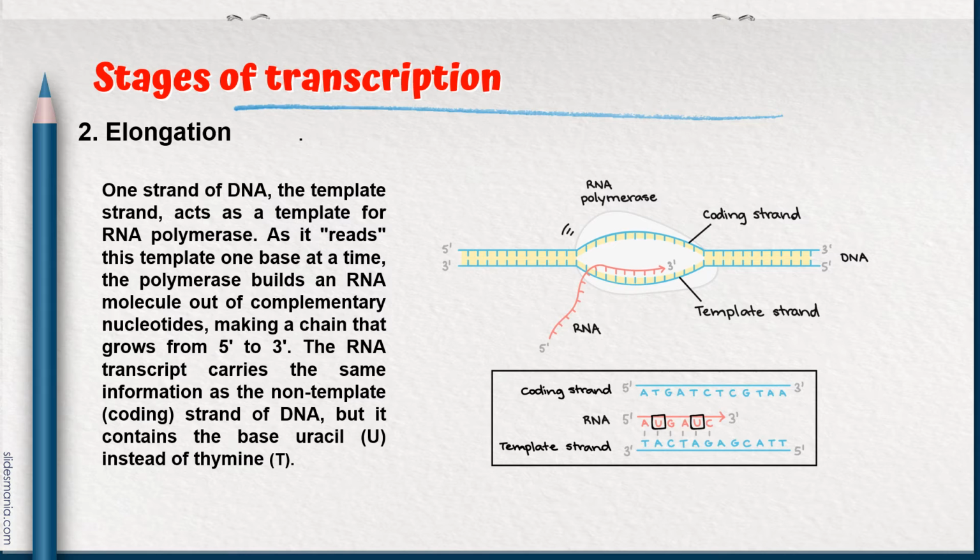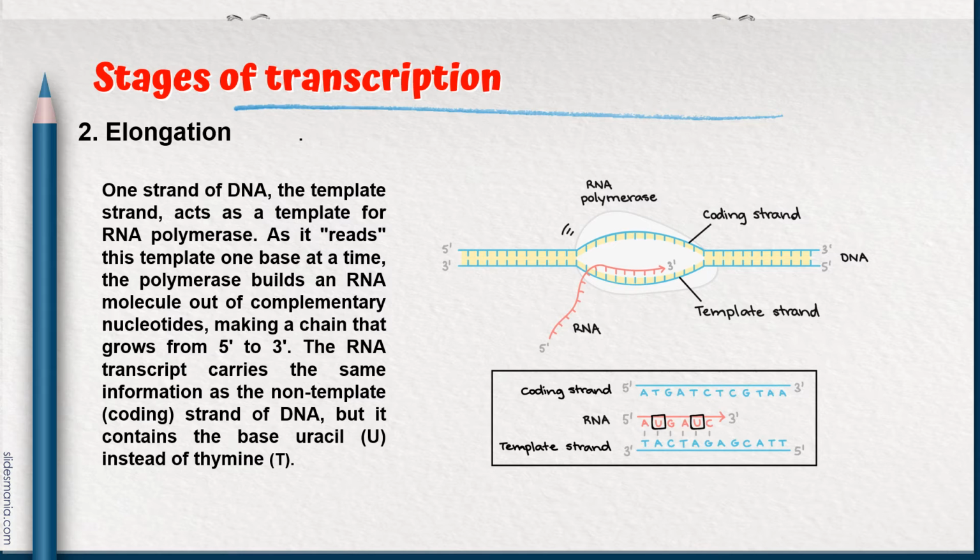As it reads this template one base at a time, the polymerase builds an RNA molecule out of complementary nucleotides, again making a chain that grows from 5' to 3'. The RNA transcript carries the same information as the non-template or coding strand of DNA. Again, it contains the base uracil instead of thymine.